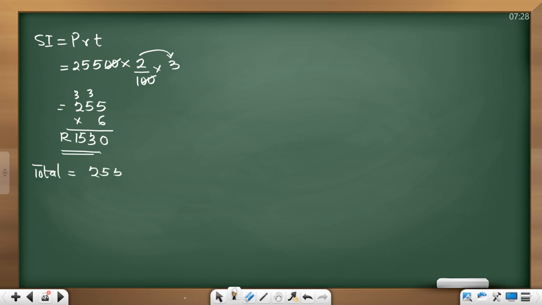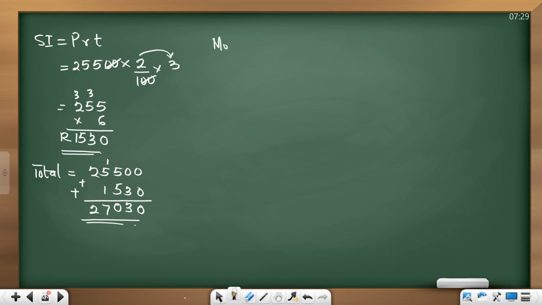She was owing 25,500 plus the interest. Please make sure you arrange neatly. Okay, 0, 3. This is 10. We take up the 1, and that will give us a 7. And we have 2.